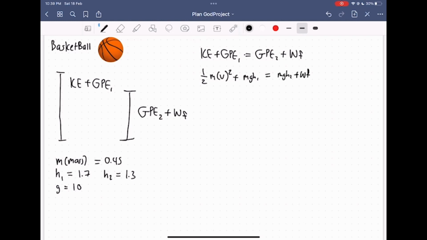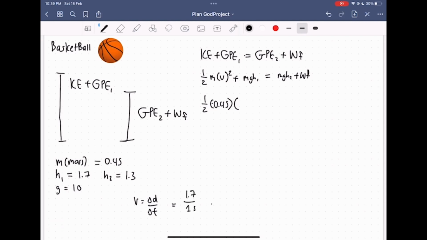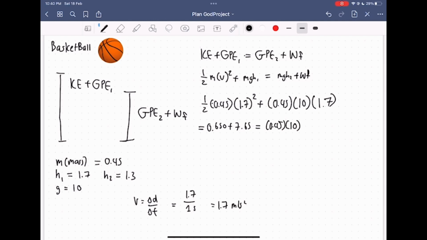In this case, half times 0.45 times the velocity, which in this case is 1.7 over 1, so it's going to be 1.7 meters per second squared, plus 0.45 times 10 times 1.7. This will give us half of the equation. So 0.65 plus 7.65 will be equal to gravitational potential energy 2 plus the sound energy, which is in this case an x. We can find the sound energy by subtracting 5.85 from both sides. So we will get 2.45 as the sound energy.